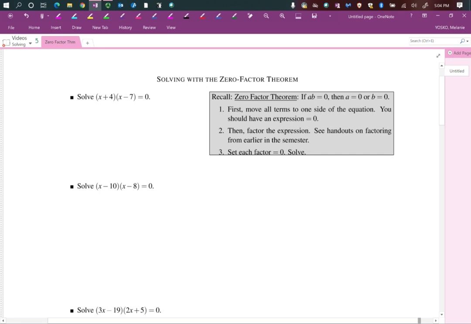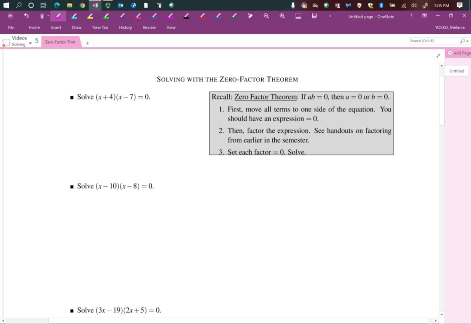So let's solve some problems with the zero factor theorem. What is the zero factor theorem? The zero factor theorem says if you have a product and that product is equal to 0, then one of the pieces in the product has to be 0. Well, why is that true?